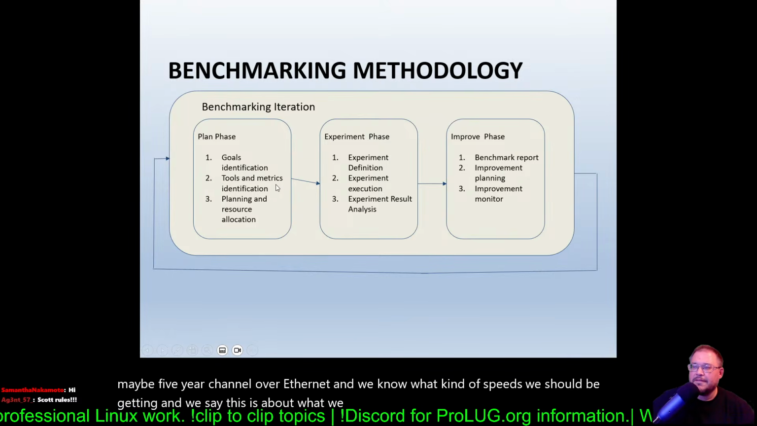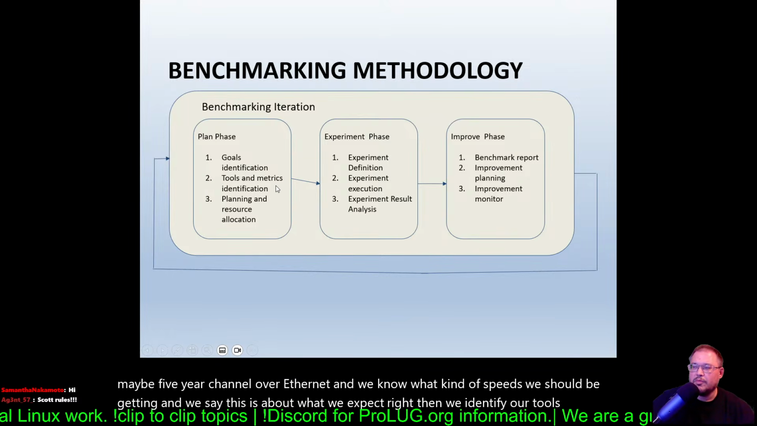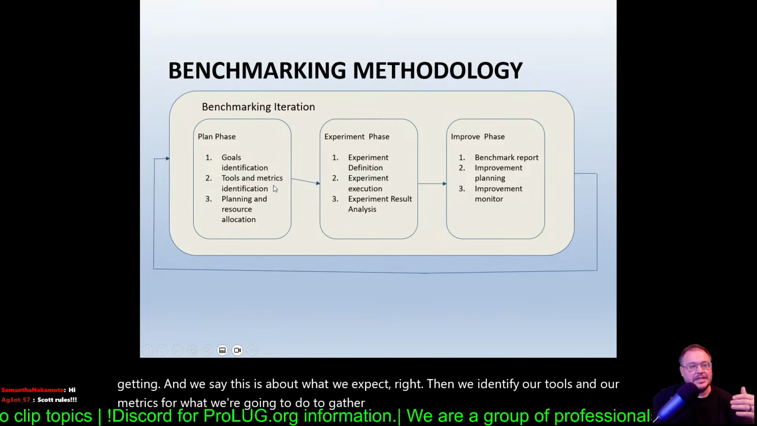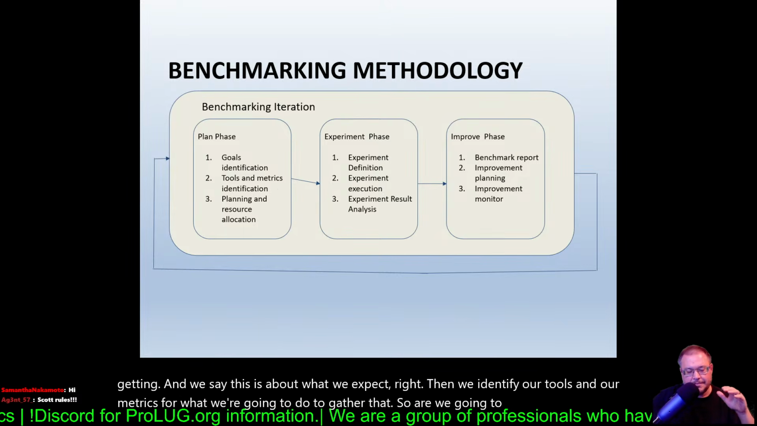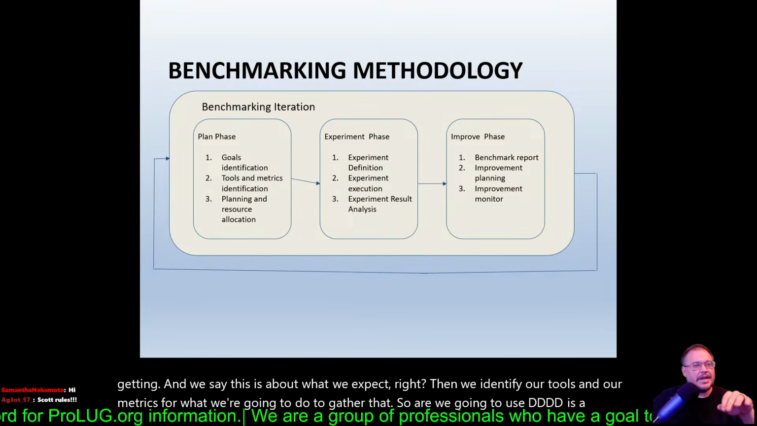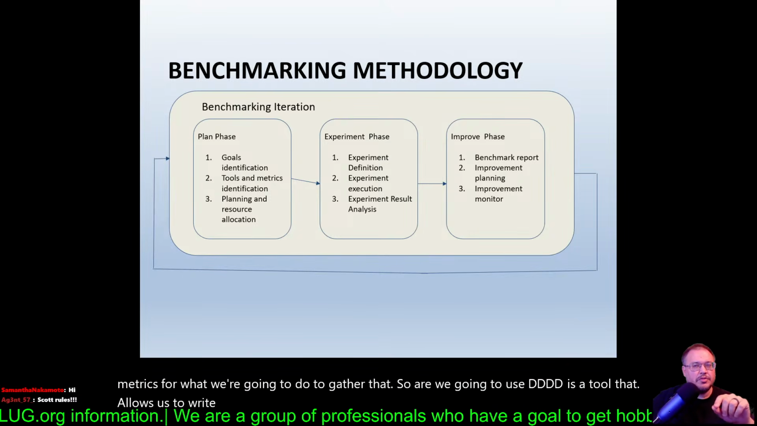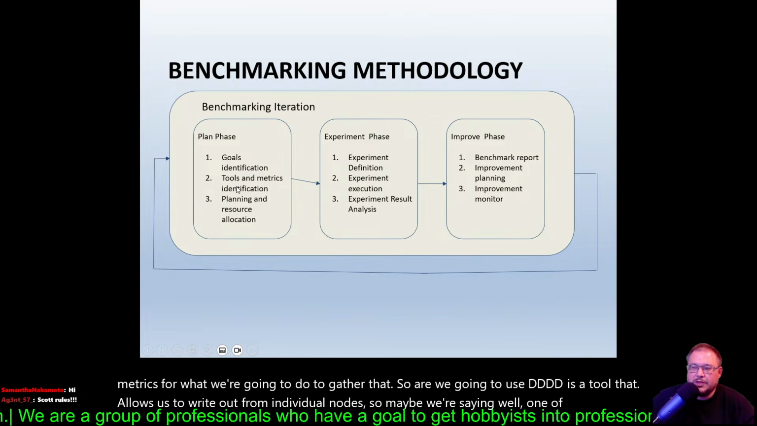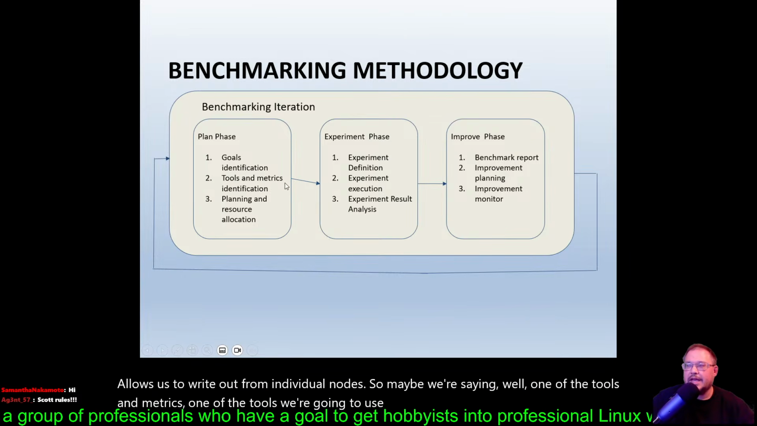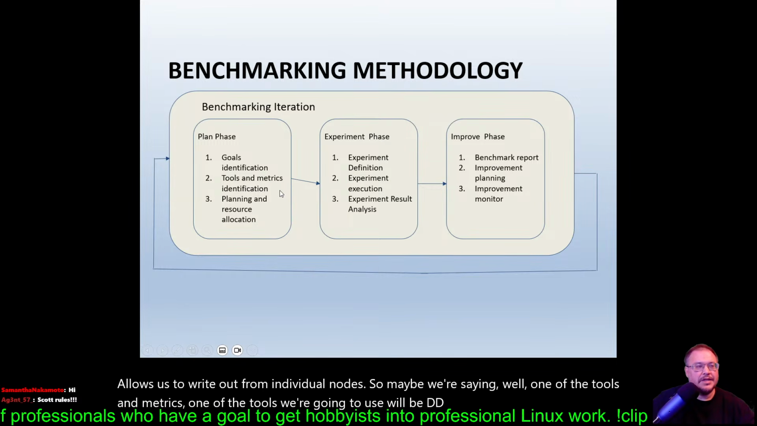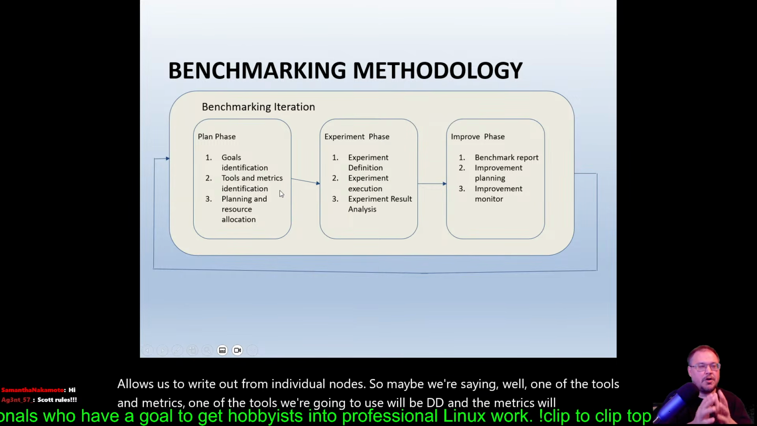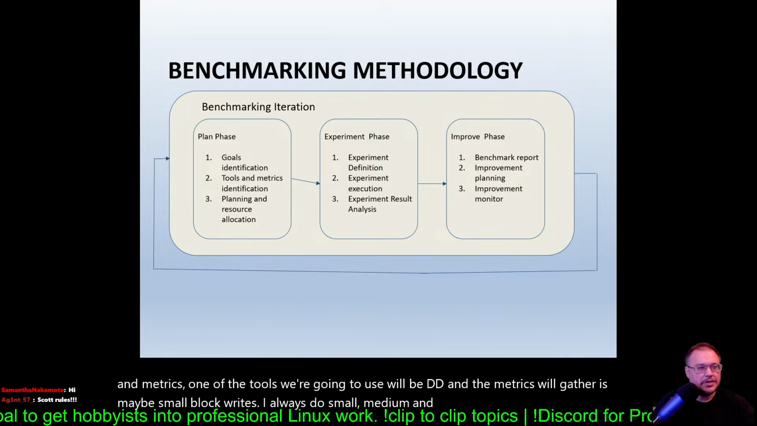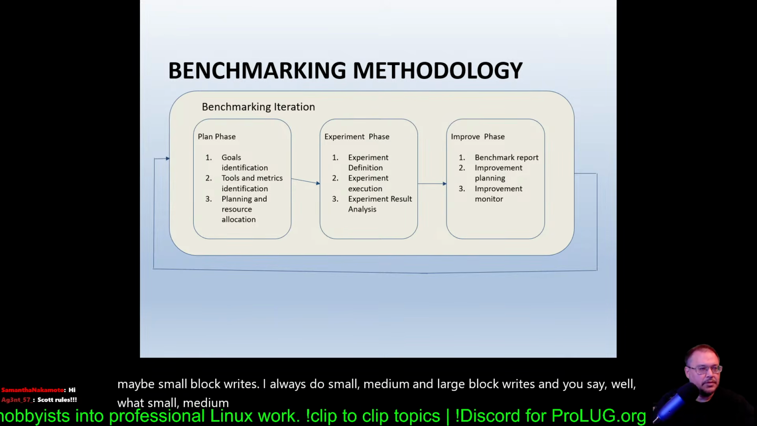Then we identify our tools and our metrics for gathering that. So are we going to use dd? dd is a tool that allows us to write out from individual nodes. Maybe one of the tools we're going to use will be dd, and the metrics we'll gather are small block writes. I always do small, medium, and large block writes. And you say, well, what's small, medium, and large? It could be anything.